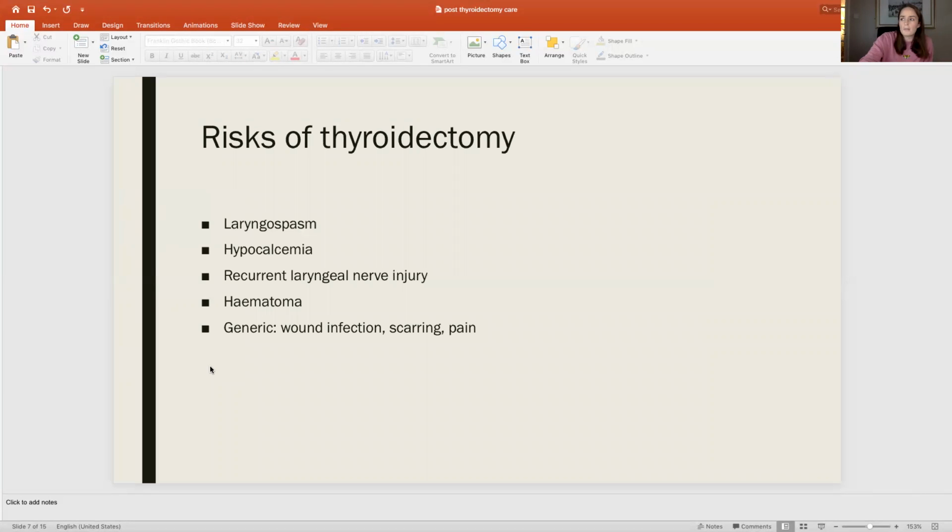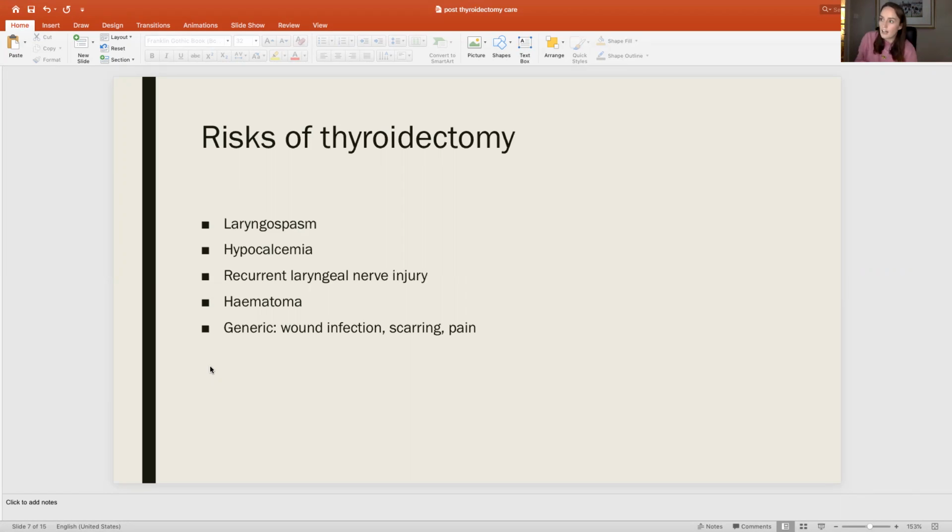So when we think about the risks of thyroidectomy, hypocalcemia is a very real and reasonably commonly occurring complication because of the disruption to the parathyroid glands. When I go through my risks of thyroidectomy, as you have seen in my previous demonstration, the trachea is in very close proximity to the operating site, and you can get immediate post-op laryngospasm due to the proximity of the larynx and trachea to where you've been operating.